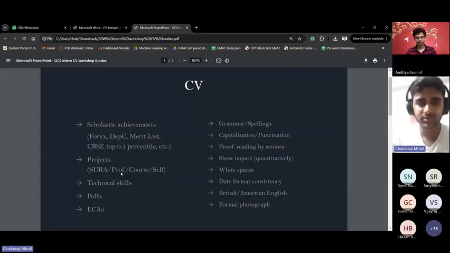Second is your projects. They could be self projects, course projects, or independent projects with your professors, and it could be Sura, DISA, 1, 2, 3, 4, right? Then comes your technical skills, whatever languages, whatever softwares you have come across in these past 2 years. You have to mention that. Then finally, you have your PORs and ECs, right? In your analytics CV, you have one more section, which is your projects and internships. There are 2 sections more.